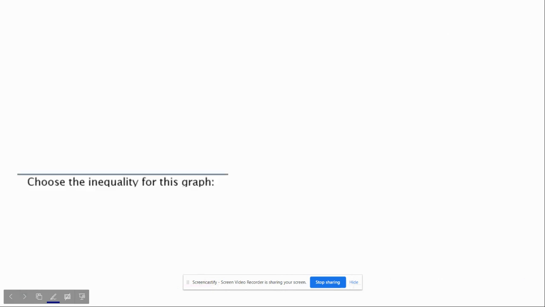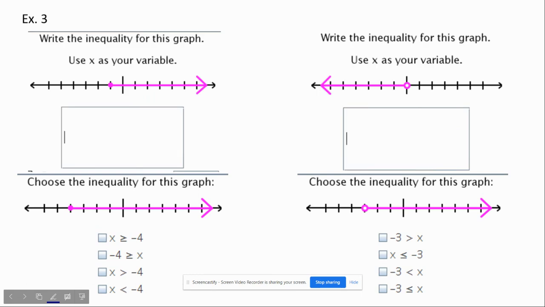Okay, one more set of examples. So now you're given the graph and you have to write the inequality. Write the inequality for this graph. Use x as your variable. So we're going to start with x. Now this is a filled in circle shading to the right. So that means it's greater than or equal to, and then it's at the number -1 on the graph.